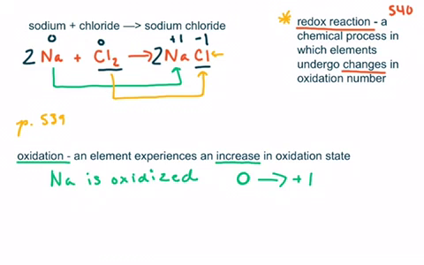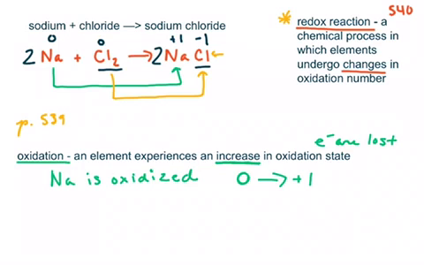Now, let's talk about what that means when there's an increase. Again, just to emphasize, oxidation states are showing us the distribution of electrons. So if the oxidation state is becoming more positive, that means that some electrons have been lost. Since electrons are negative, if we lose them, that's going to make the oxidation state more positive.